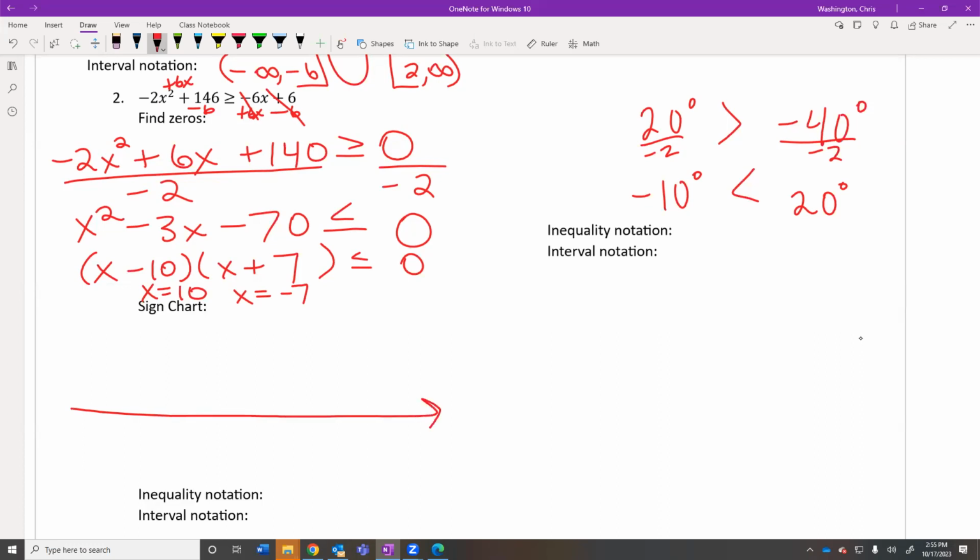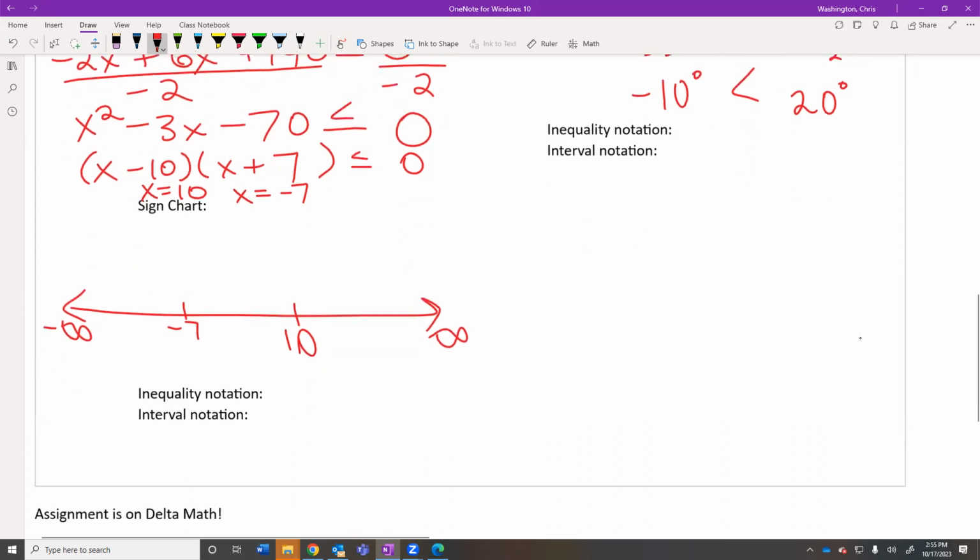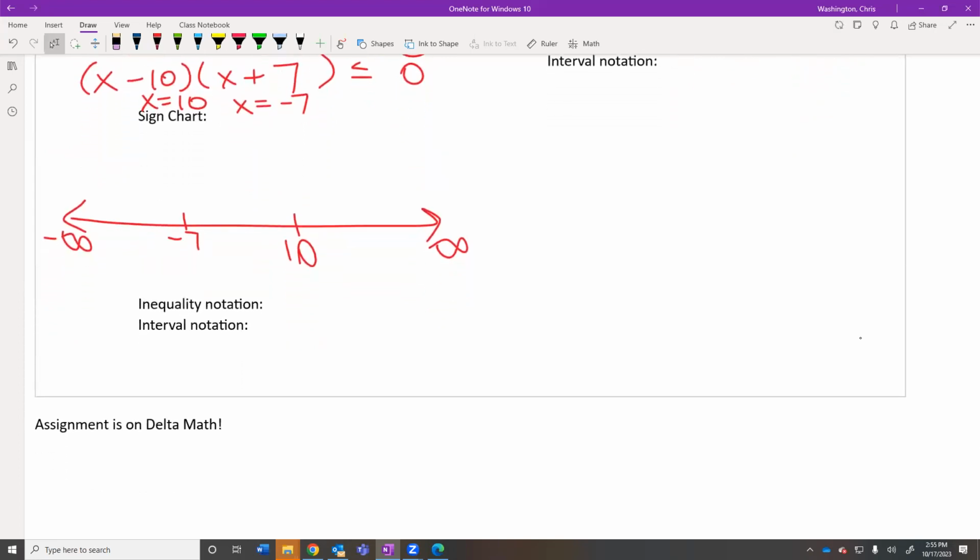So now we can draw our sign chart. We need to put these in order. So the negative 7 needs to be on the left. Because if you get them out of order, then when you start testing points, you might end up with the wrong answer. So it is important that we put the numbers on our number line in the correct order.